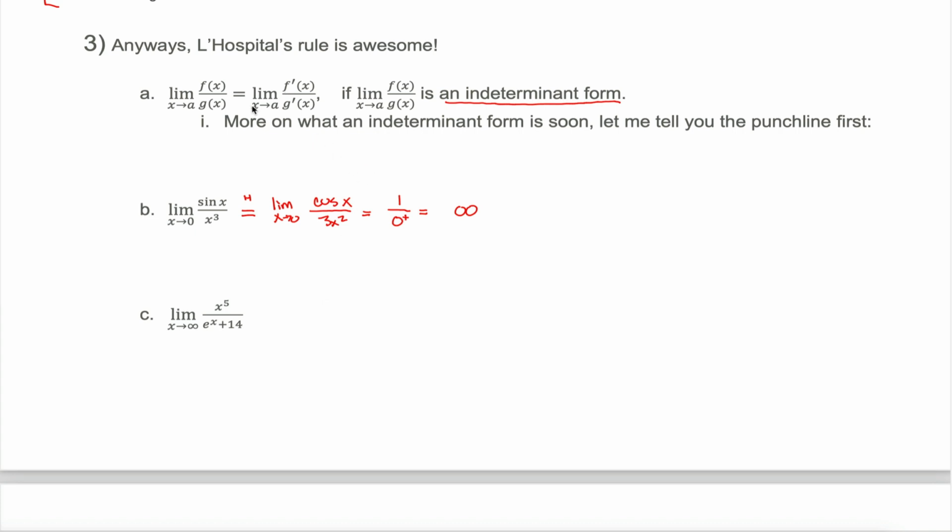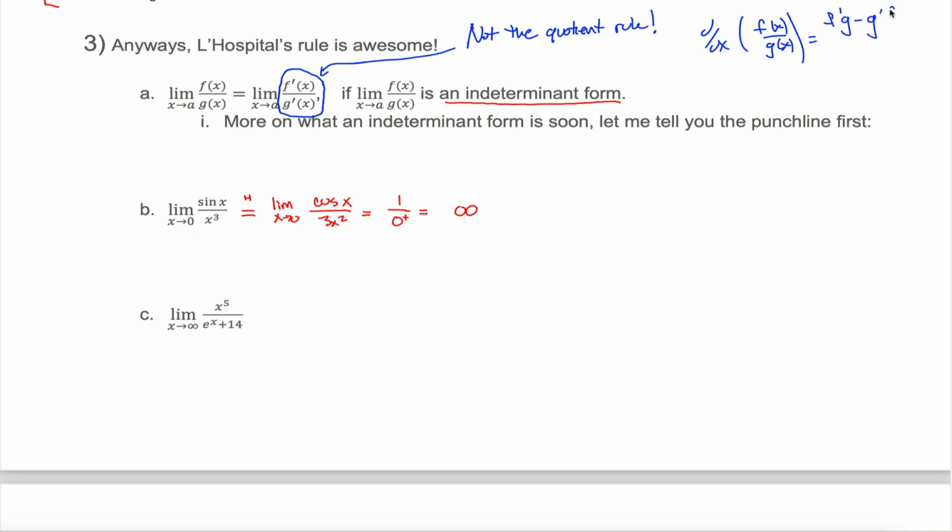Quick comment here. Don't confuse this with the quotient rule. The quotient rule is something we learned earlier in the class that says if you're taking the derivative of something divided by something, you take the derivative of the top and then you leave the bottom alone, and you subtract from that the derivative of the bottom, leaving the top alone, and you divide that whole thing by the bottom squared. The quotient rule has nothing to do with L'Hopital's rule.